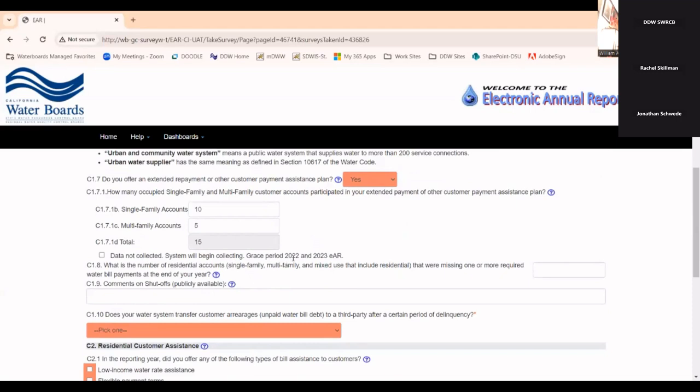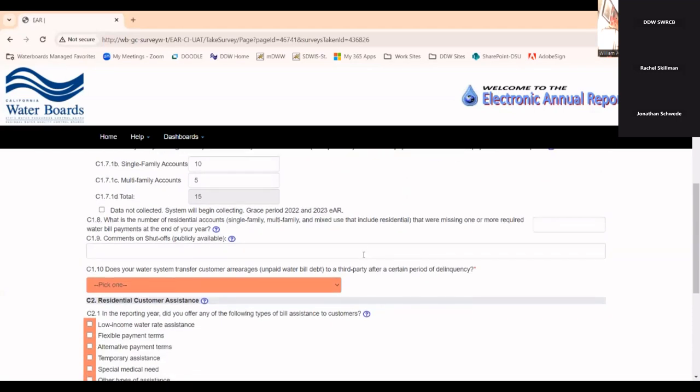So this is the question. C1 is specifically related around missed payments. You just want to provide the number of accounts, not necessarily the number of customers. Like if you have a residential connection and 5 people live there, you would say that's one residential account, not 5 residential customers that are in arrearages, because we're reflecting the number of accounts here. And then you can provide a comment in C1.9 if you feel like you haven't explained your water system's situation adequately with the above information.